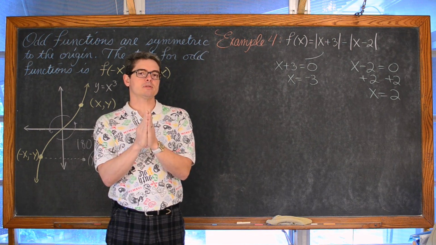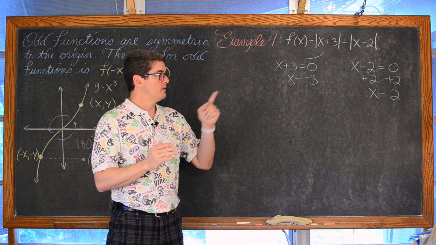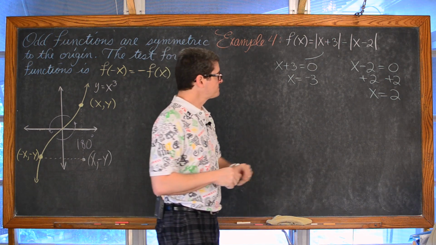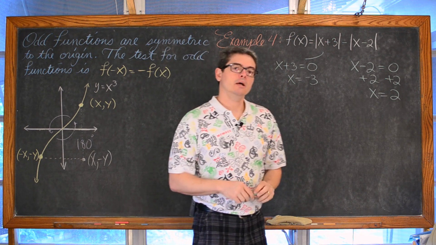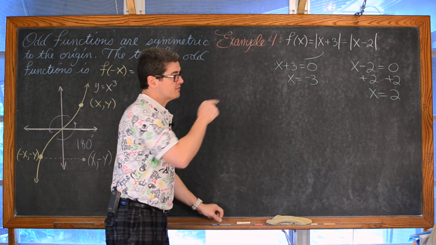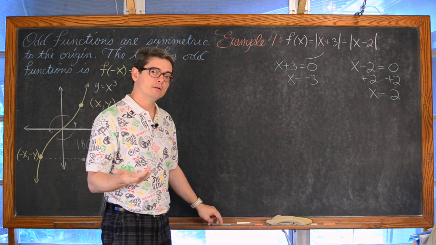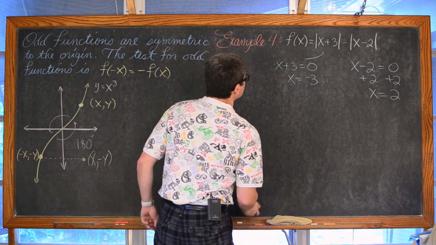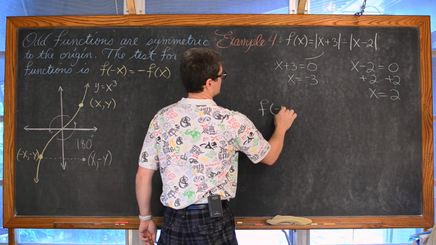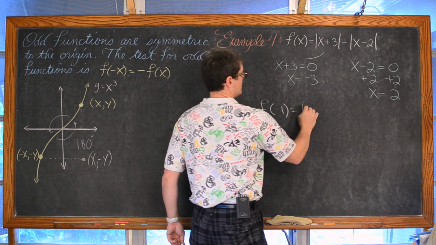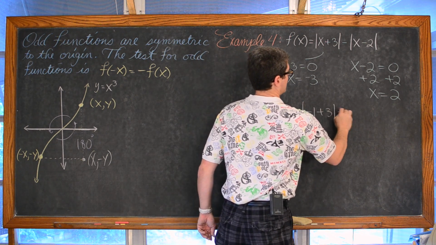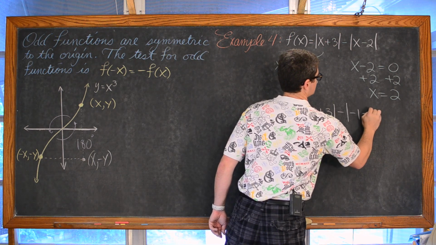I want to try some opposite numbers that are inside this domain, if you will. Inside negative 2 and negative 3 and positive 2. So I'm going to try negative 1 and 1. So we have f of negative 1 is equal to the absolute value of negative 1 plus 3 minus the absolute value of negative 1 minus 2.